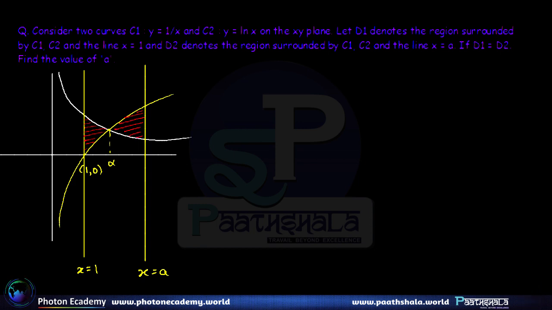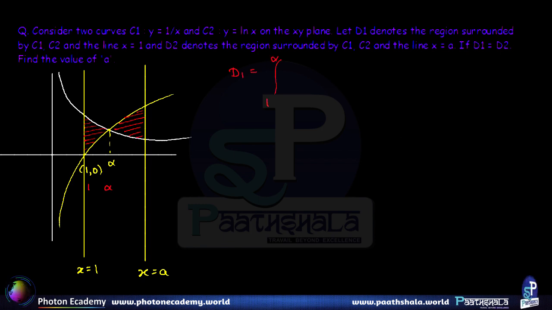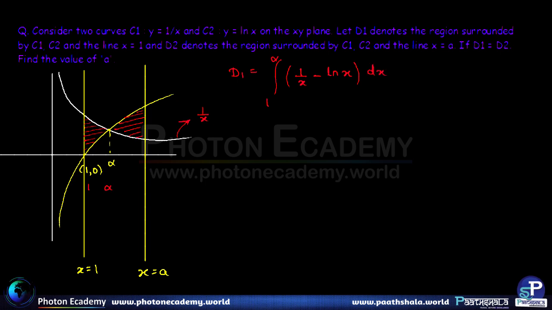Alright. Now they have said if D1 equals D2, we have to find the value of A. So let's write D1 and D2. D1 will be equal to, x goes from 1 to alpha. So the limits are from 1 to alpha, and it is the upper graph minus the lower graph. The upper graph is y equal to 1 upon x, so this is 1 upon x minus the lower graph, that is ln x, dx.